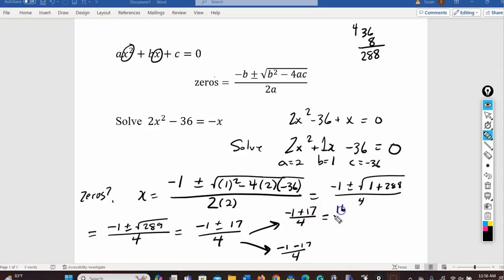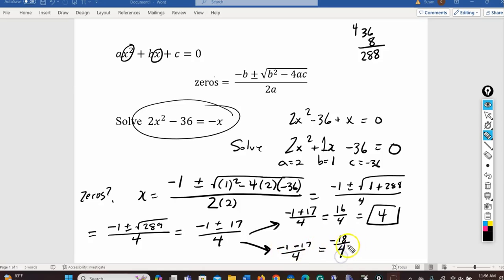-1 plus 17 is 16, and 16 over 4 is 4. So one of the zeros, one of the solutions to this is if x is equal to 4, and that's easy to check. You can plug in 4 and see that both sides give you that. Or I'm going to get -1 minus 17 is -18 over 4. I'm not going to get a whole number there, but 18 is 2 times 9, and 4 is 2 times 2. So the 2's cancel, and I'll get -9/2. Or you can always ask your calculator -18/4 in lowest form.